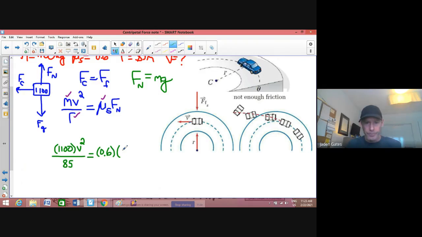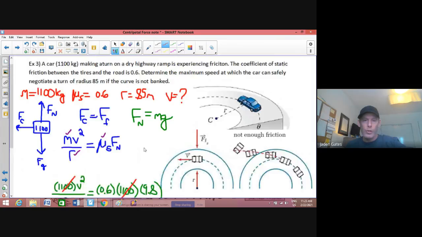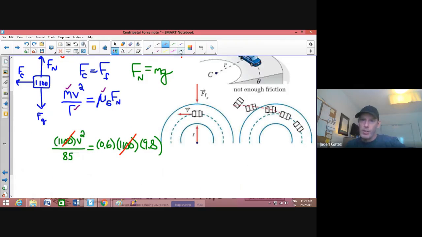times 9.8. Now, I figured this out a little bit differently than I did in my notes, and here's why, because I wanted to show you something. I have 1,100 here, and I have 1,100 here. That's the mass. They're both on each side, so I can divide both sides by 1,100. They cancel each other out. This is a nice way of saying that in this situation, when we're talking about a road, it doesn't matter the mass of the car. It's irrelevant. What they look at is the radius and the coefficient of friction. Gravity isn't changing on Earth.